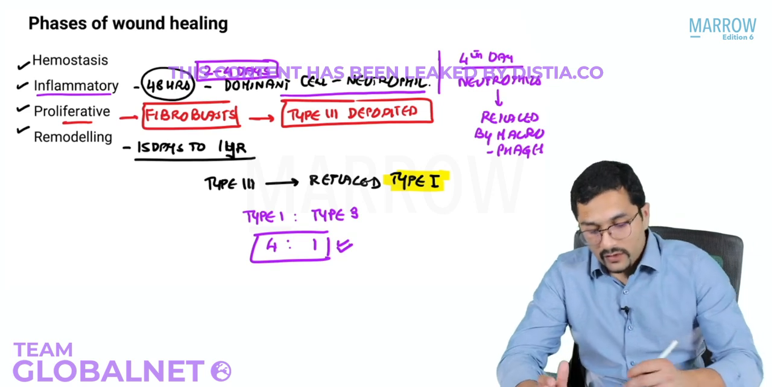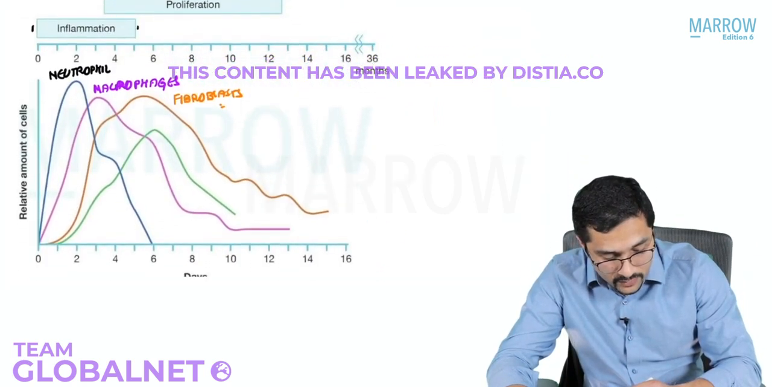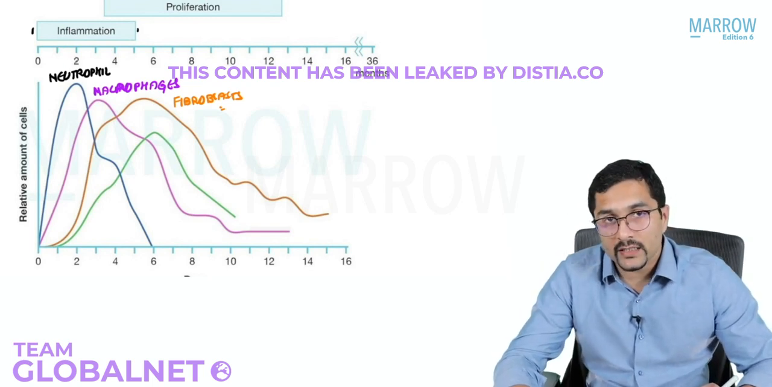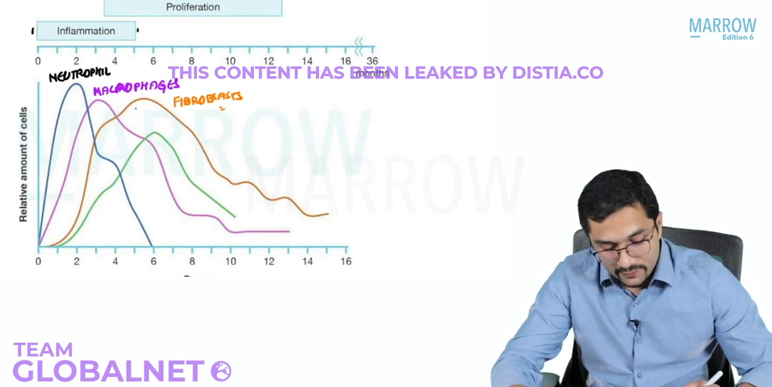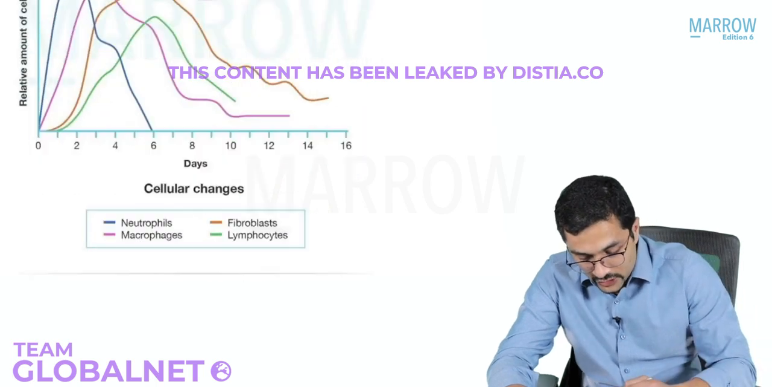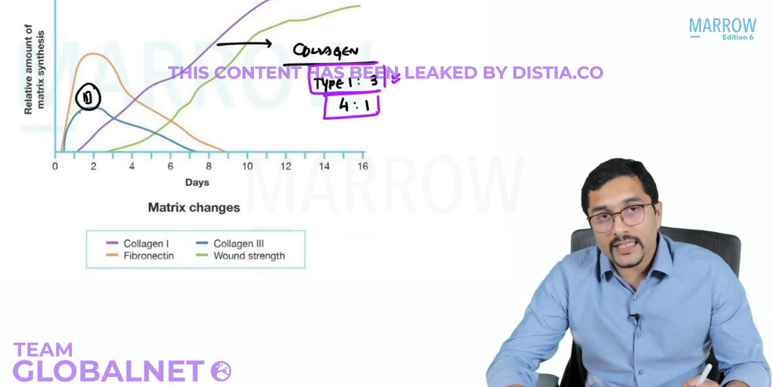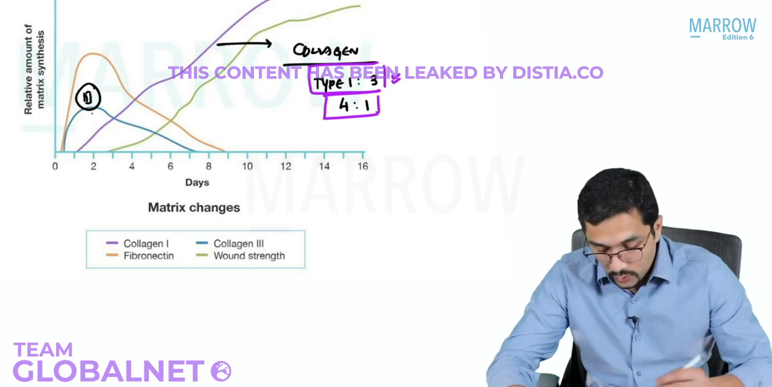So these are the 4 phases of wound healing. Again, to go over the graphs with you. In the initial few days, neutrophil is the dominant cell for the first 48 hours. Then macrophages for 4 to 5 days. Then fibroblasts come into the picture and they deposit your collagen, right? In the matrix synthesis, initially it is type 3 collagen and then it is replaced by type 1 collagen. I've already told you the ratio is 4:1.